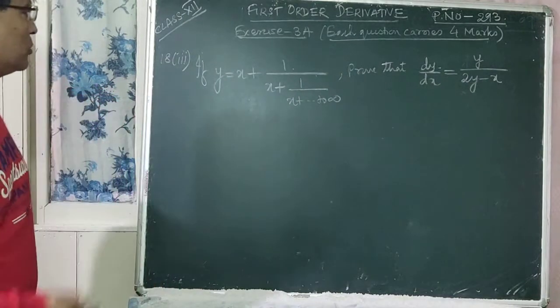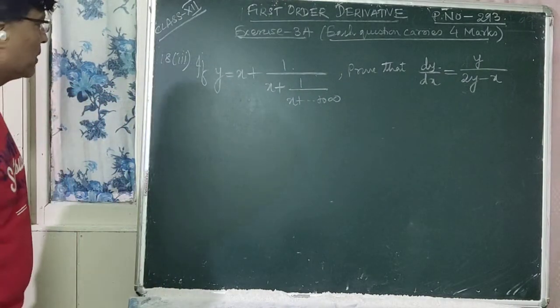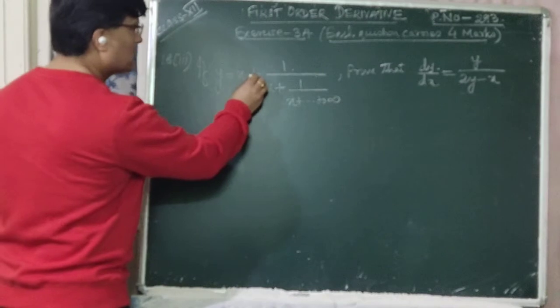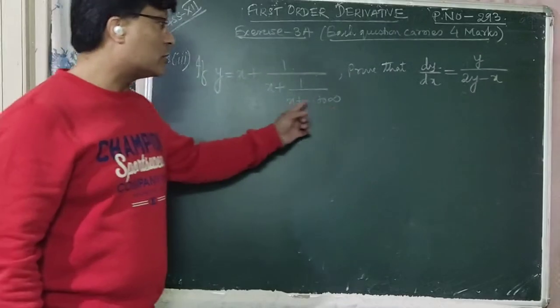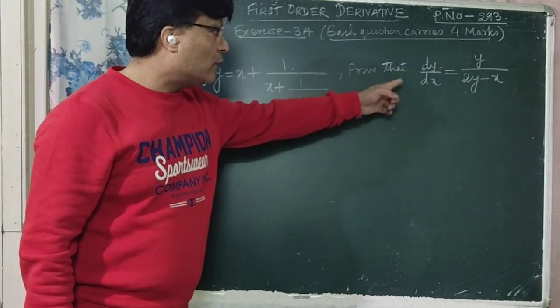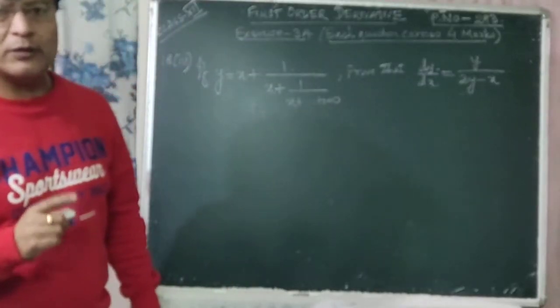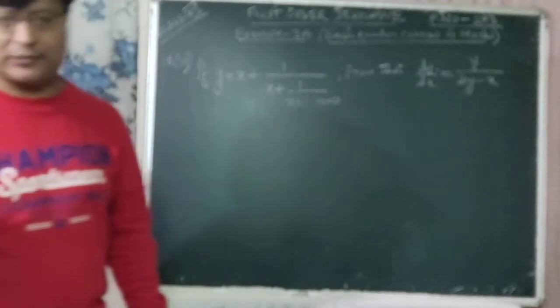So now we'll do the next question, that is 18 number 3. If y is equal to x plus 1 upon x plus 1 upon x plus dot dot dot to infinity, prove that dy by dx is equal to y upon, in the denominator, 2y minus x.